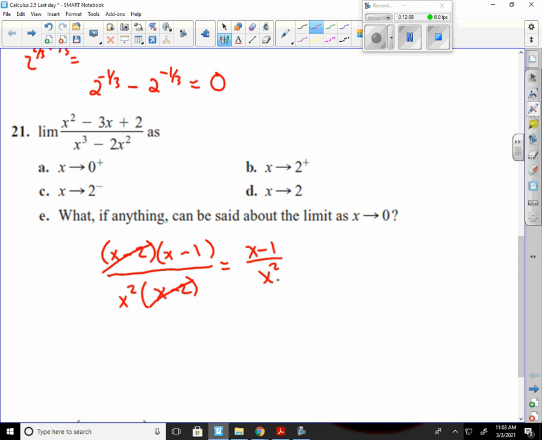Now I can divide each term by my highest power exponent. X over x squared gives me 1 over x minus 1 over x squared, all over 1. So this is what we have to take the limit of. Now the limit is x approaches 0 from the right of 1 over x minus 1 over x squared.